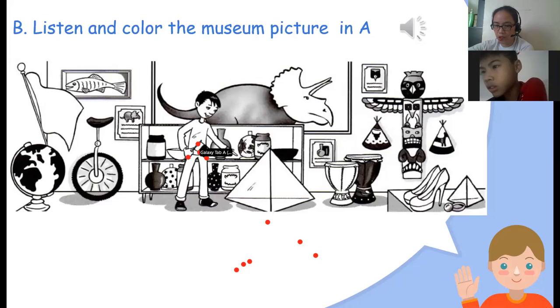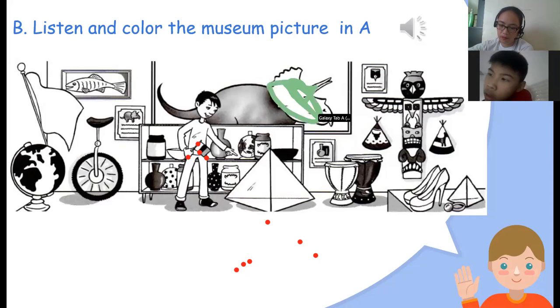Now, can you see the dinosaur? It's behind David in this picture. Use your green pencil to color that, but only color its head, okay? David is looking at the big pyramid, isn't he? The one on the floor. It's made of glass, I think. Color that now, please. Find your yellow pencil and color it with that.